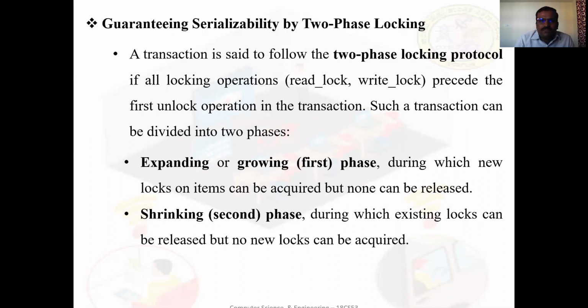Next, guaranteeing serializability by two-phase locking. A transaction is said to follow the two-phase locking protocol if all locking operations, read_lock and write_lock, precede the first unlock operation in the transaction. Such a transaction can be divided into two phases: the expanding or growing phase and the shrinking phase.